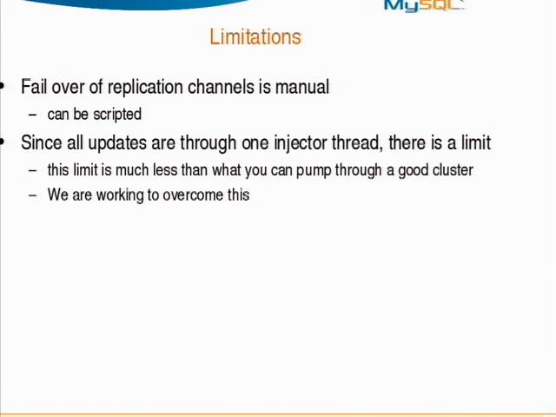And since all the updates are going through only one injector thread on one node, there is actually a limit to how many transactions you can have executing on your cluster and go through this replication channel as it is now. We say this is generally less than what you can achieve with a decent sized cluster and hammering it, which is a shame, but not everyone is running 100,000 update queries a second or something like that. So we're working on overcoming this as well to make sure that you can have the maximum throughput of a normal cluster and replicate that.